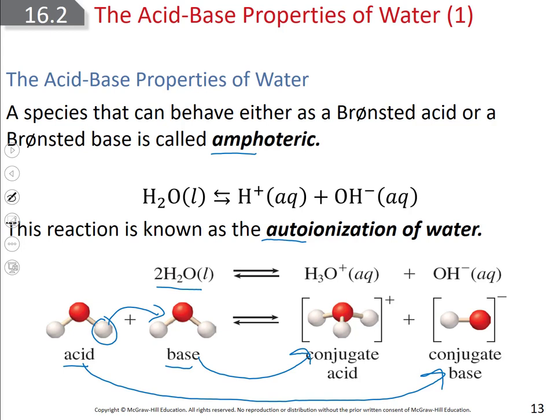So it's not one molecule of water is both an acid or base. It's one molecule of water acts as the acid, one molecule of water acts as the base. And the products are both hydronium and hydroxide. And here we have two molecules of water produce one of each, one molecule of hydronium, one molecule of hydroxide.